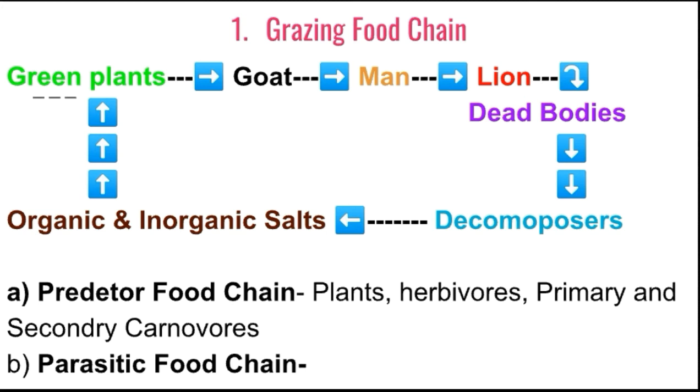An animal infected by a parasite. The parasite derives its energy from its host, and thus the parasitic chain is formed within the grazing food chain. This parasitic chain only forms within the grazing food chain. So this is the grazing food chain.